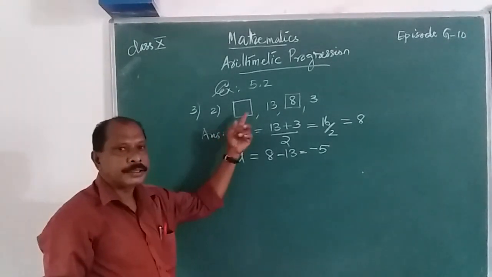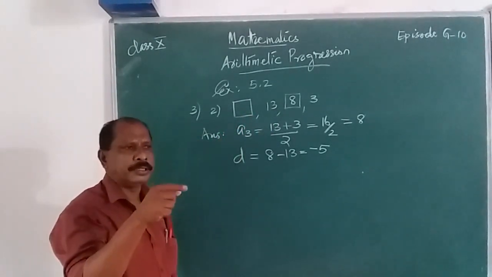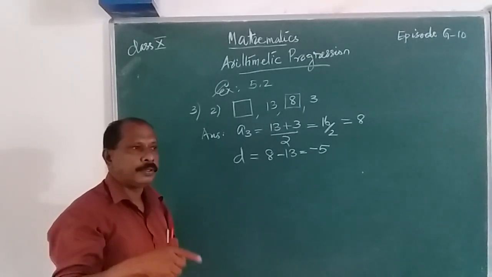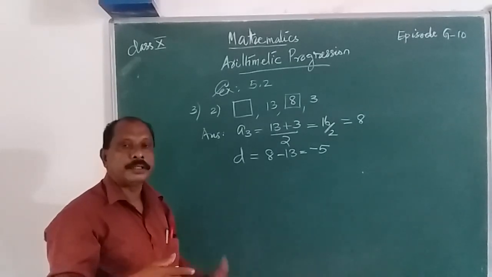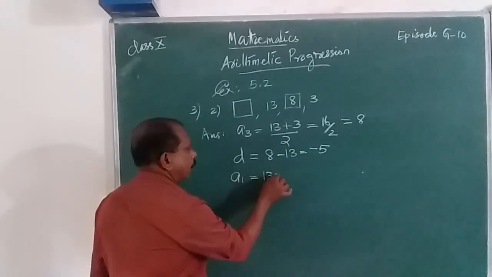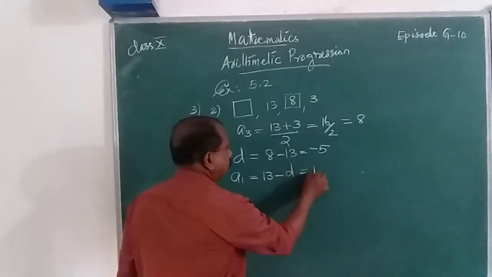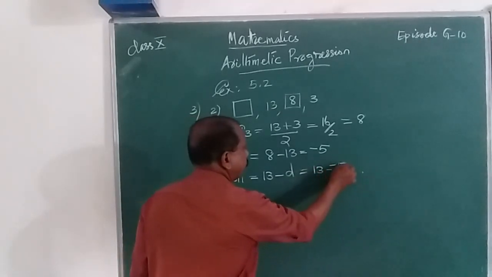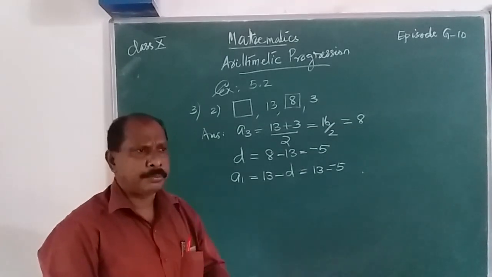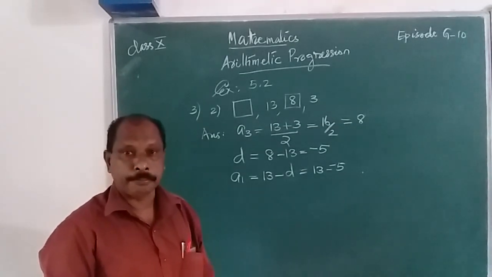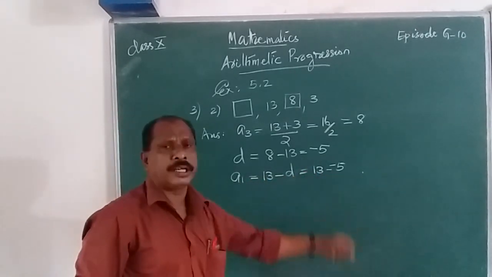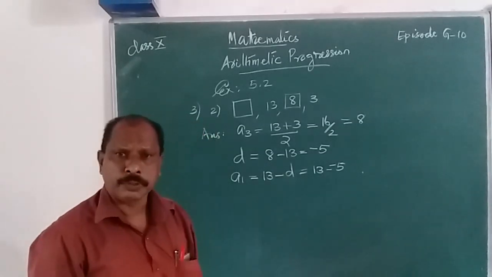Then the first term is the second term minus D, because the first term is A and the second term is A plus D. Therefore, subtracting D from the second term, we get the first term. The first term A1 is equal to 13 minus D, that is 13 minus minus 5. For subtraction, add the first number with the additive inverse of the second. Additive inverse means, if minus 5 is the second number, the additive inverse is plus 5.